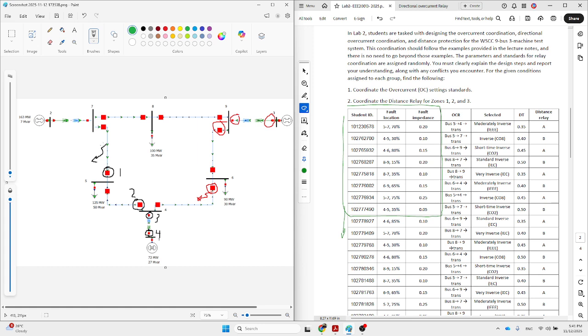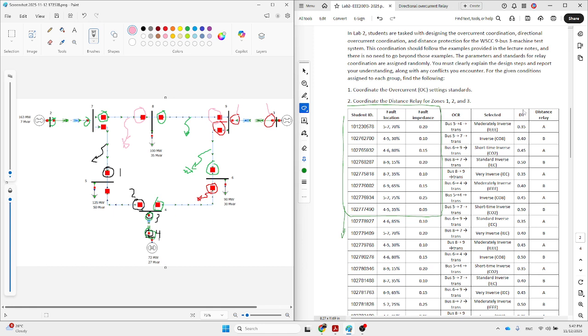Next, 6 to 9. Where is 6? 6 is here to 9. A fault by here. So for this fault, these students must coordinate this relay, then this one, and then this as a transformer. For the students whose fault is at bus 8 to 9, also this one, then this one, then this one, and this one. For the last group, whose fault is here, they must coordinate this relay with this relay, and then this one and this one, correct?